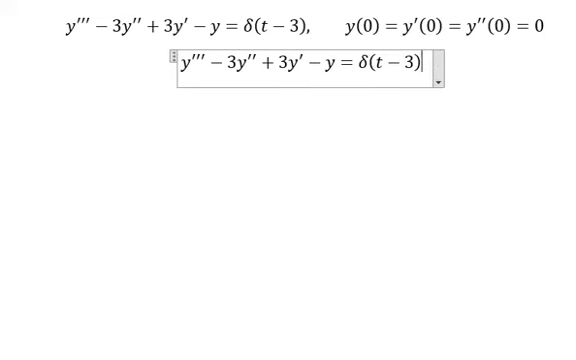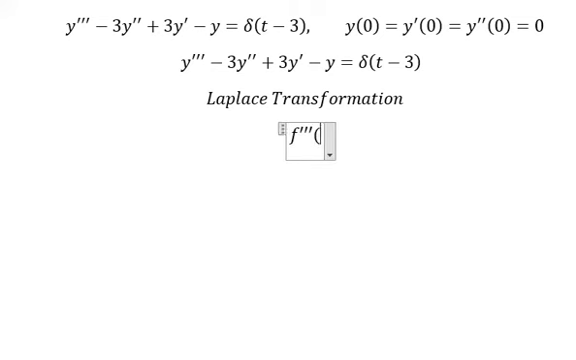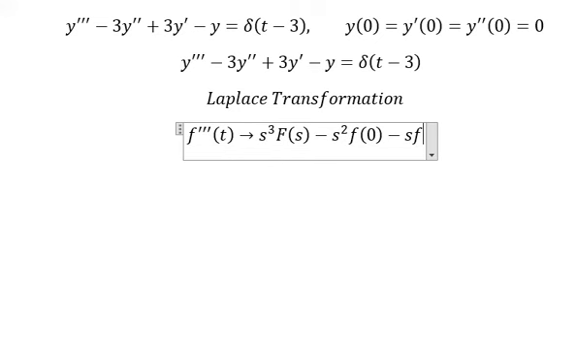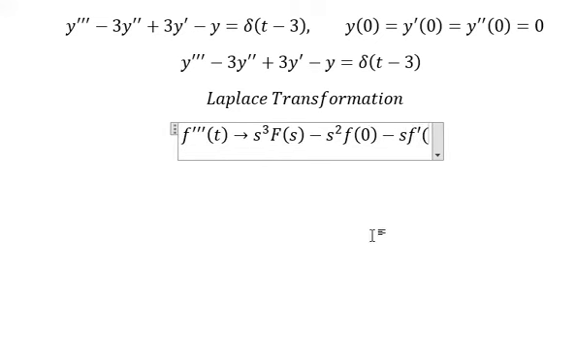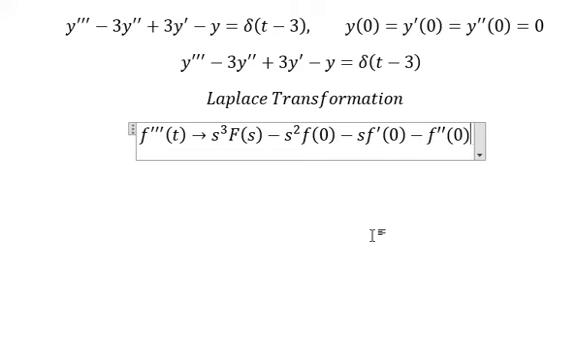So we have the formula to transform in here. So this is the formula about this one. We need to transform into s to the power of 3 capital F of s, minus s squared f of 0, minus s times the first derivative of the function at t equal to 0, and the second derivative of the function at t equal to 0.